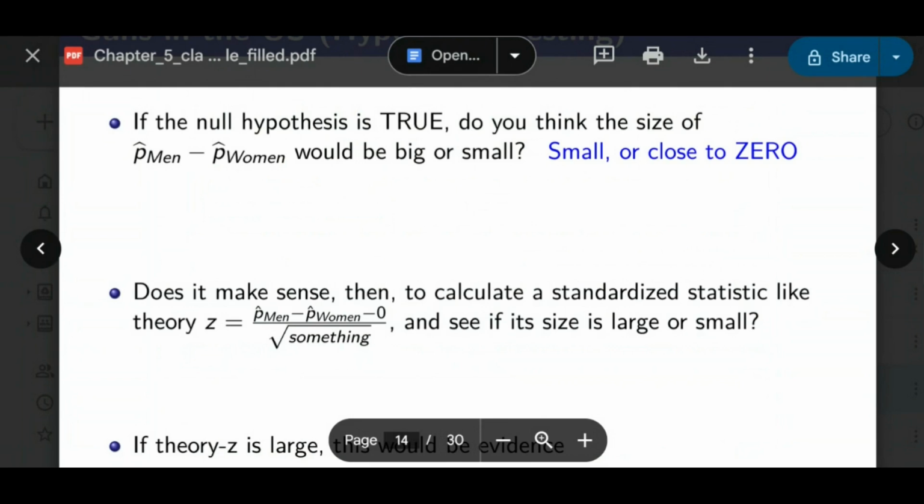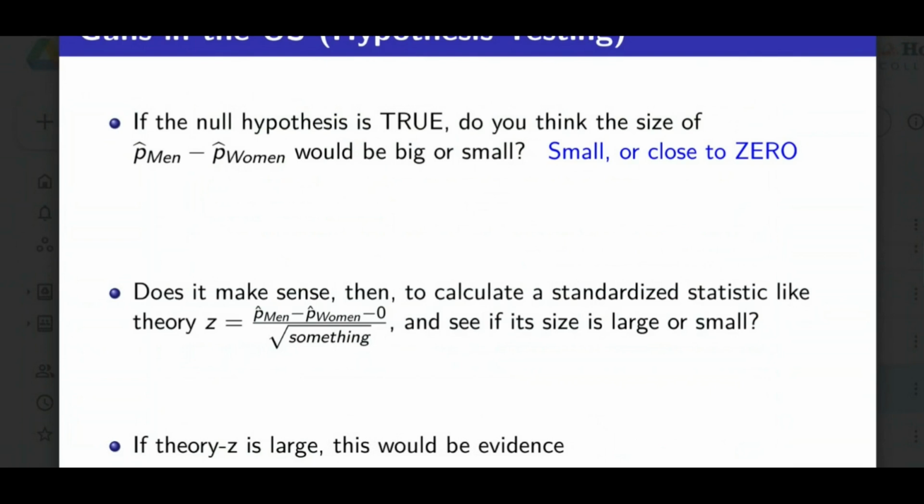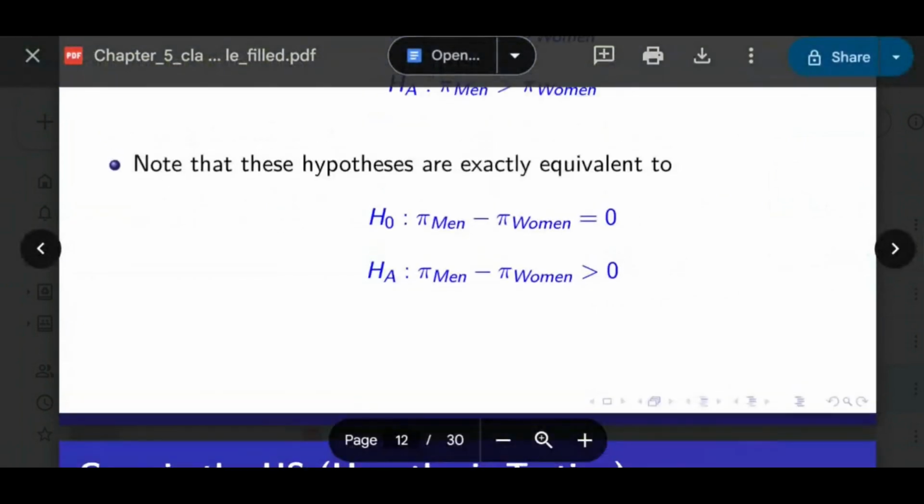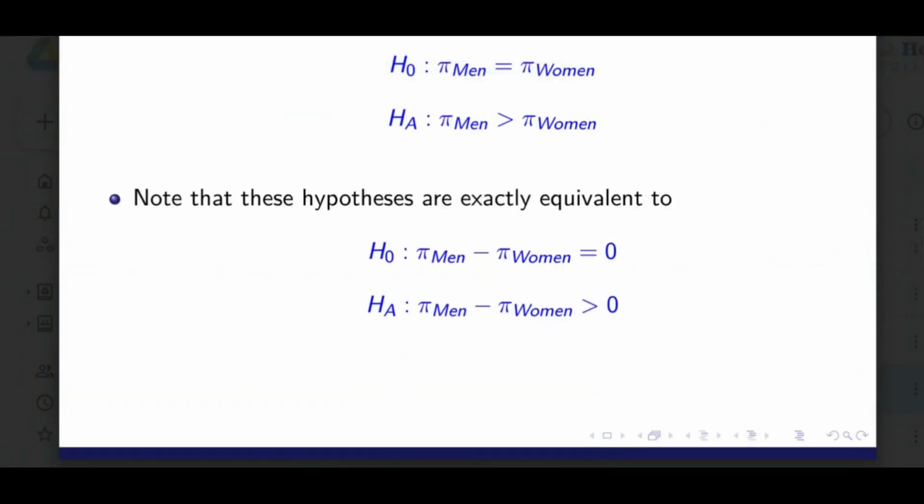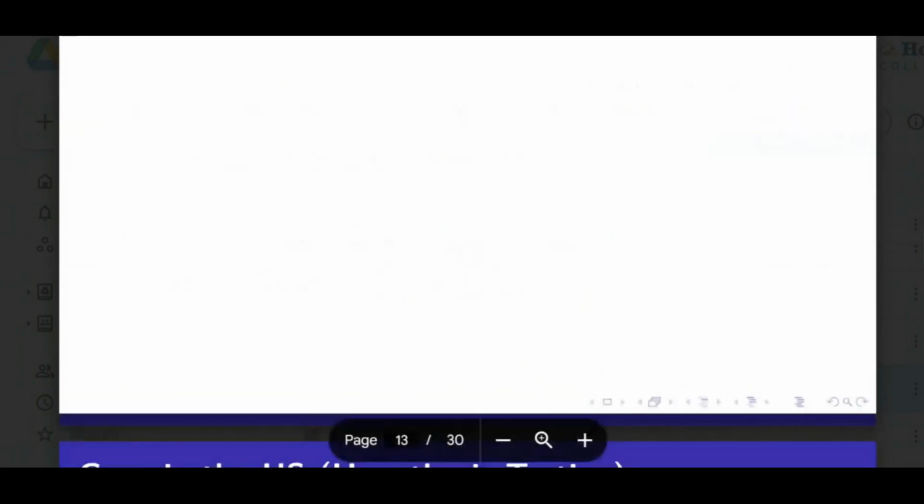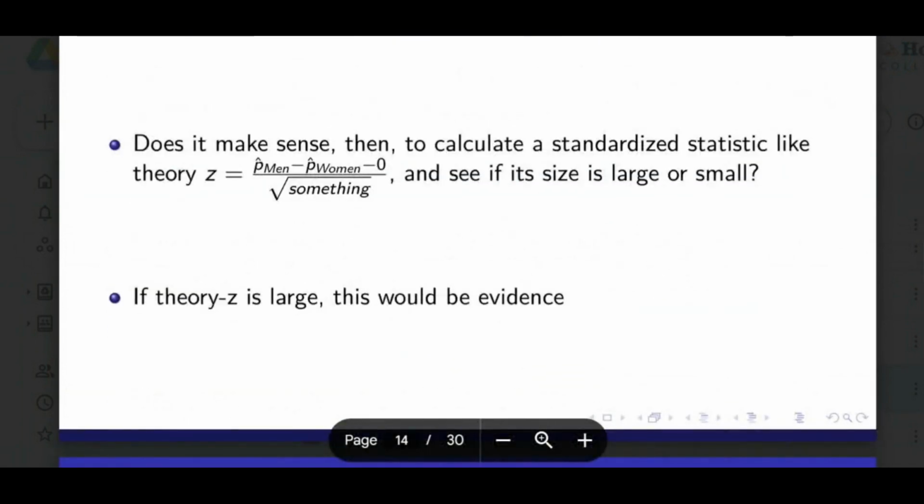Okay. So, that's exactly right. The 0 is what the null said. What does the null say? The null says that pi men minus pi women is 0. So in other words, I'm trying to remind you that this is always observed minus hypothesized, or status quo, statement. See? That's why.